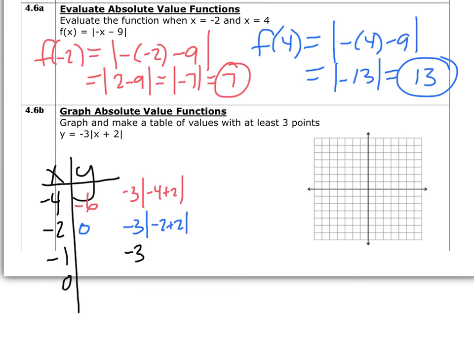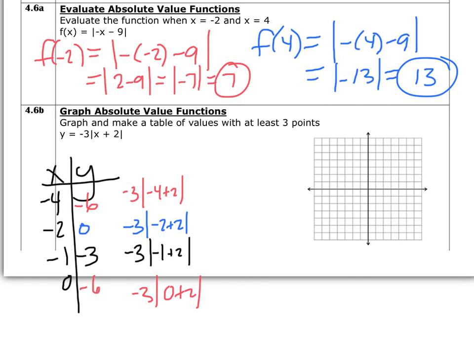Let's put -1. -1 plus 2 is 1. The absolute value of 1 is 1. 1 times -3 is -3. And then let's put in 0. So if you put in 0 plus 2, 0 plus 2 is 2. The absolute value of 2 is 2. 2 times -3 is -6.